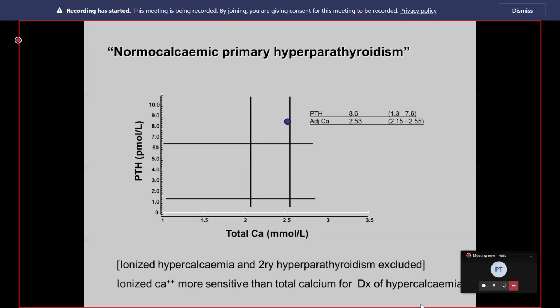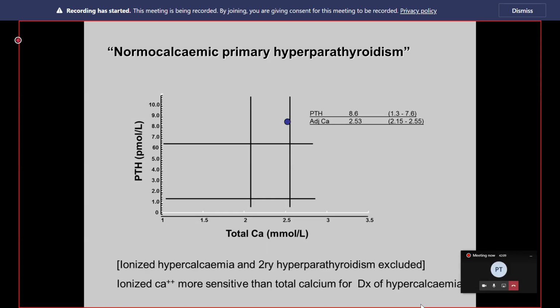So there is an entity called normal calcemic primary hyperparathyroidism. It's been designated recently as a diagnosis. Hypercalcemia is generally the hallmark of primary hyperparathyroidism, but there's a small number of patients with normal calcium and raised PTH. So this has only been recognized in the last decade or so.